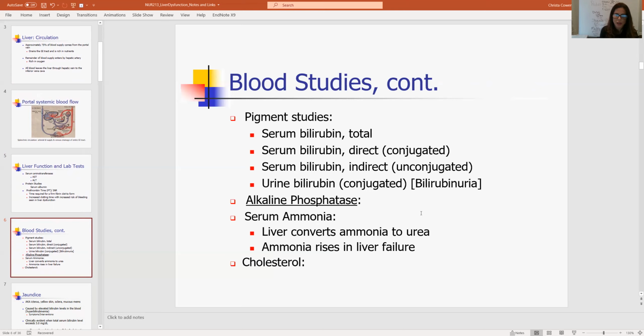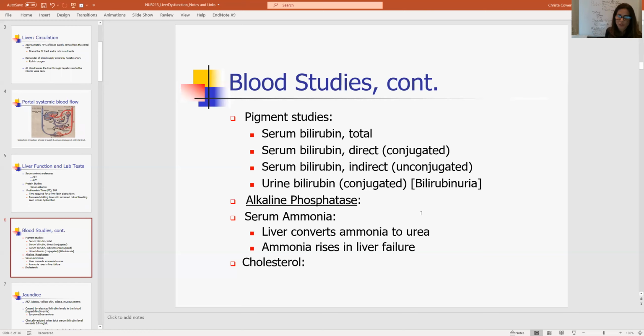Okay, there are pigment studies that the liver performs for us, and the liver is able to conjugate bilirubin. One of the functions of the liver is that it produces bile. Bile carries our bilirubin for us through our biliary tract or our biliary tree. And we'll talk about that in more detail. Bile not only helps us to absorb our fats, but it helps us to carry our bilirubin through our biliary tract.